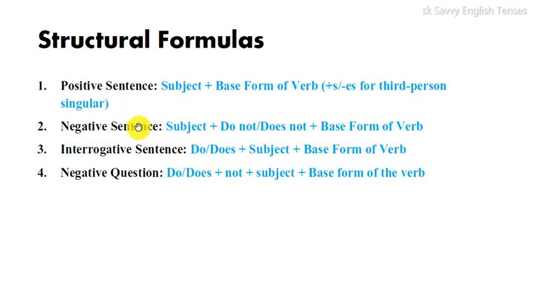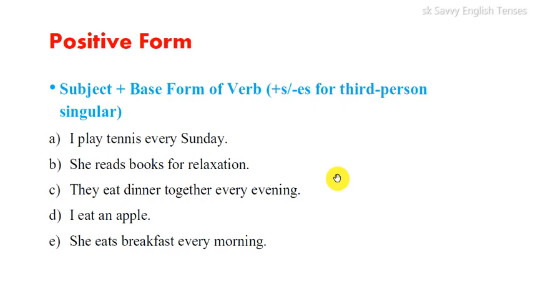Okay, the structural formula for a negative sentence is subject plus do not or does not plus base form of the verb. The structural formula for an interrogative sentence is do or does plus subject plus base form of the verb. The structural formula for the negative question is do or does plus not plus subject plus base form of the verb.